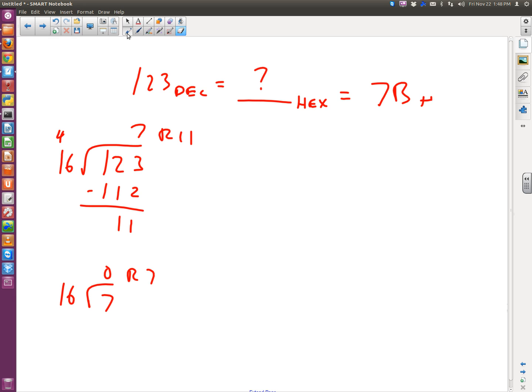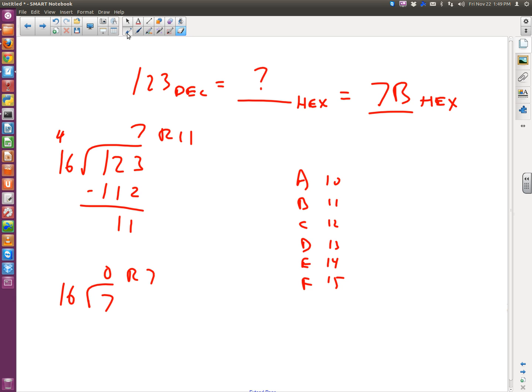7B. Why? Because there are 16 digits in hex, 0 through 9, that's 10, and 6 more digits, A, B, C, D, E, F. But A means 10, B means 11, C means 12, D means 13, E means 14, and I did it wrong. Wait. A, B, C, D, E, F is 10, 11, 12, 13, 14, 15, like that. So 11, the remainder 11 is represented by the digit B.